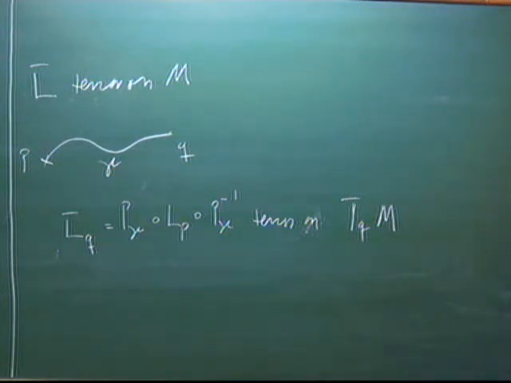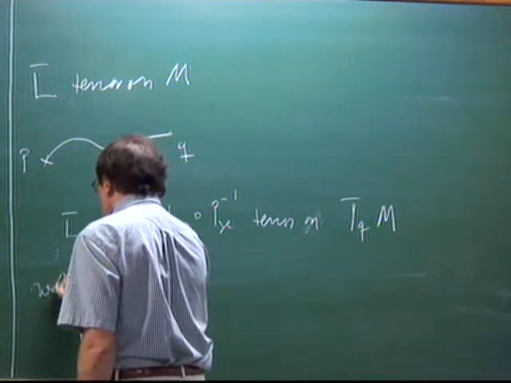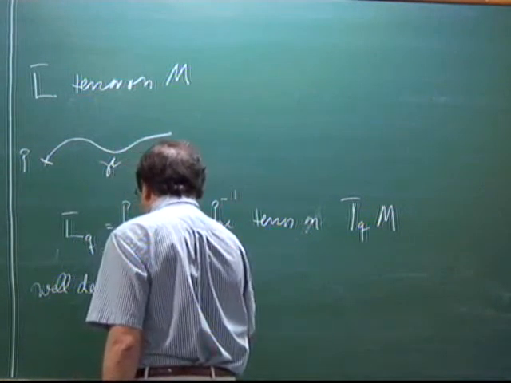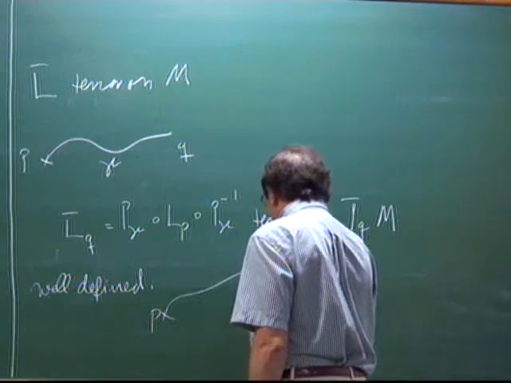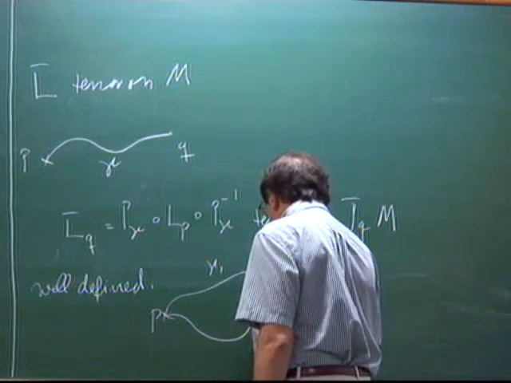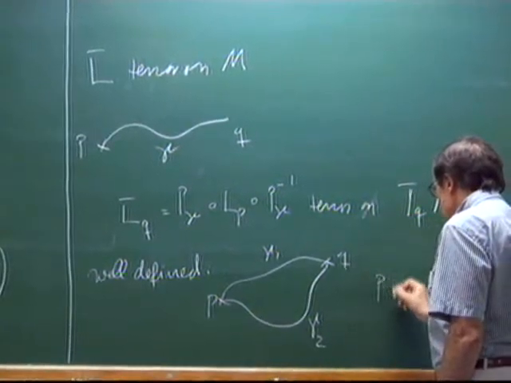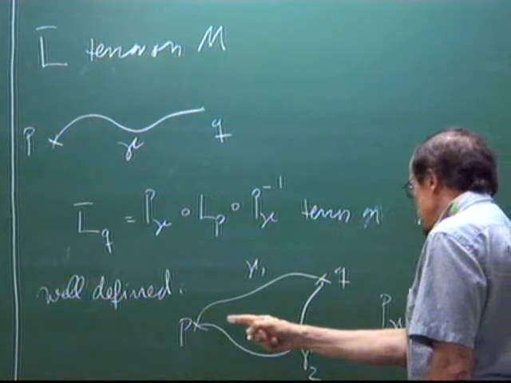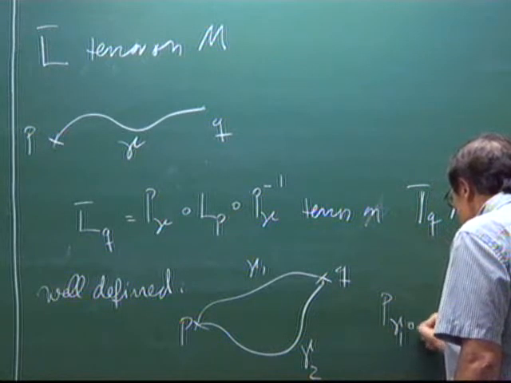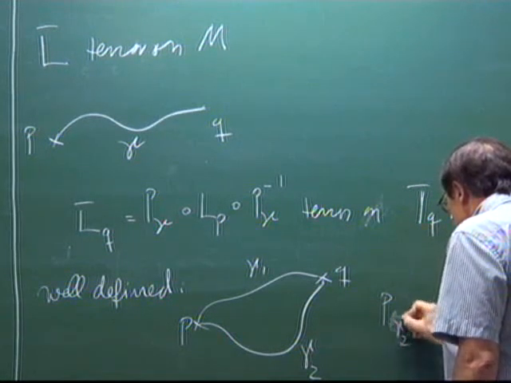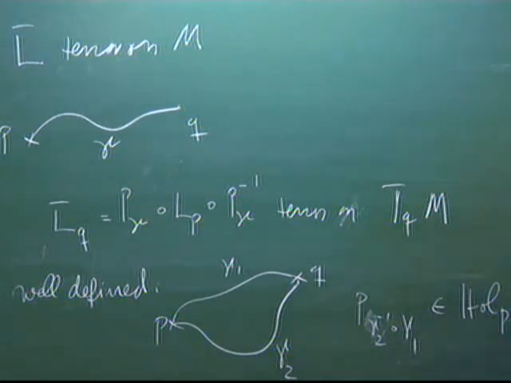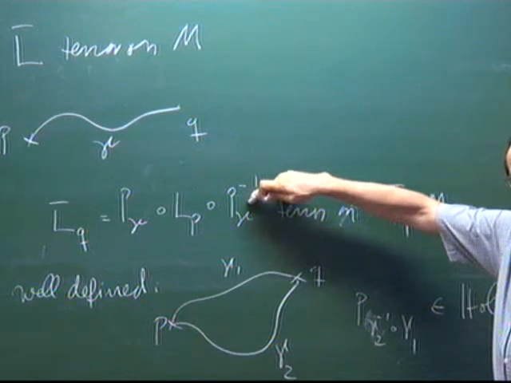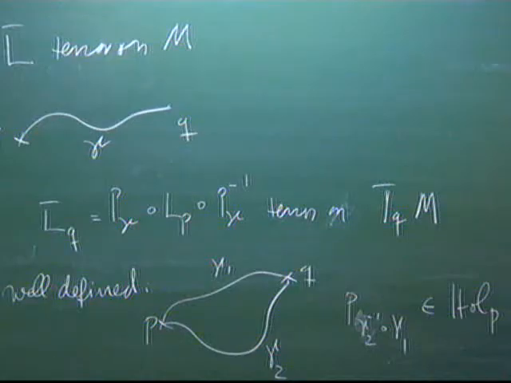Now you have to observe it's well defined. Because if I have two paths, then the parallel translation along gamma 1 composed with gamma 2 inverse is by definition an element of the holonomy group. And that means that if I do it with respect to either, it doesn't matter. I get the same value at the point Q. So now I have at least a well-defined tensor at all the points.